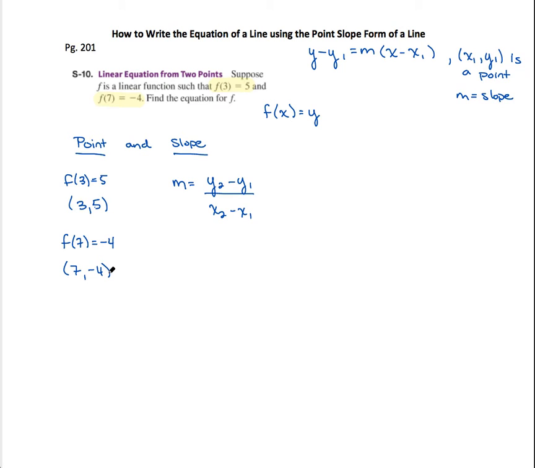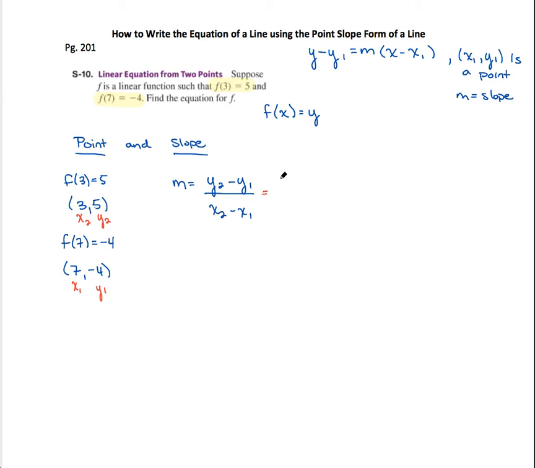So we have 2 points. It doesn't matter which point you call x sub 1, y sub 1. If I call this x sub 1, then this has to be y sub 1. But I don't have to call this point x sub 1; if I wanted to, I could choose to call the other point x sub 1. Just make sure that if 7 is x sub 1, then negative 4 is y sub 1. Then I'll call this x sub 2 and this y sub 2. Now let's substitute into our formula for slope and calculate it.